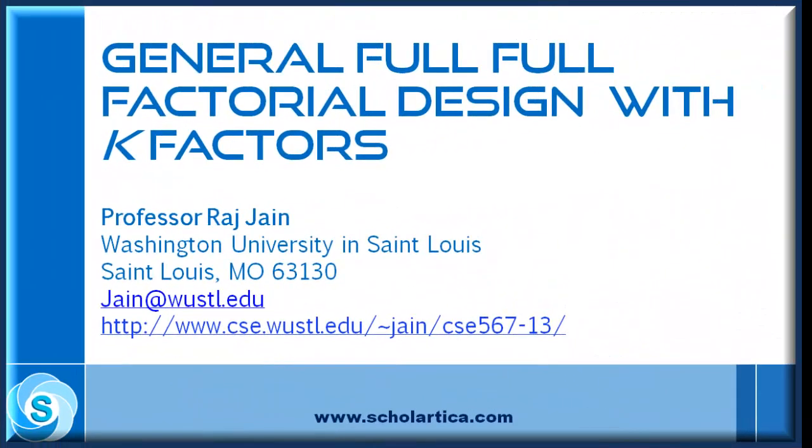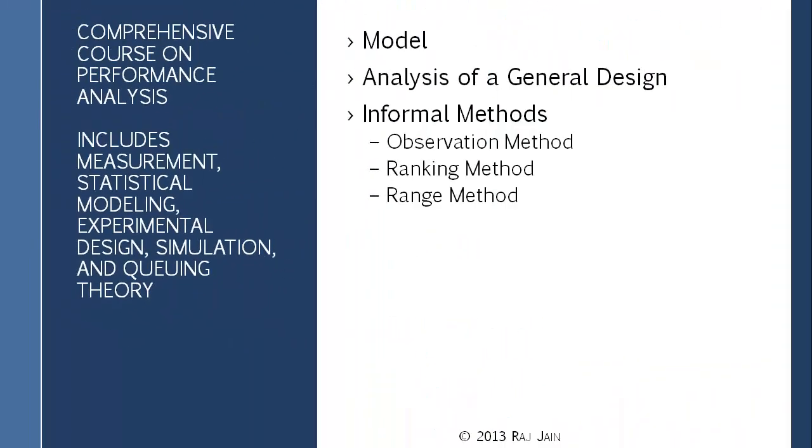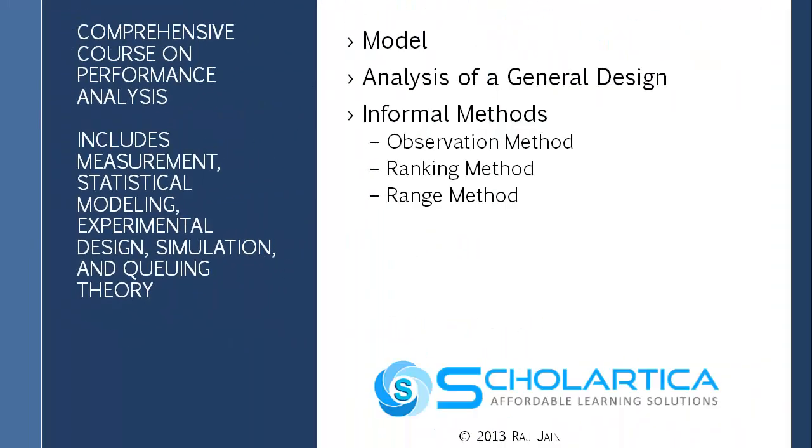So far, what we have done is we have done either a limited number of factors or a limited number of levels. First we started with 2 levels, and we went to a large number of factors. Then we went to only 2 factors, but a large number of levels. Now we are going to generalize everything. So we are going to do full factorial design with k factors with any number of levels.